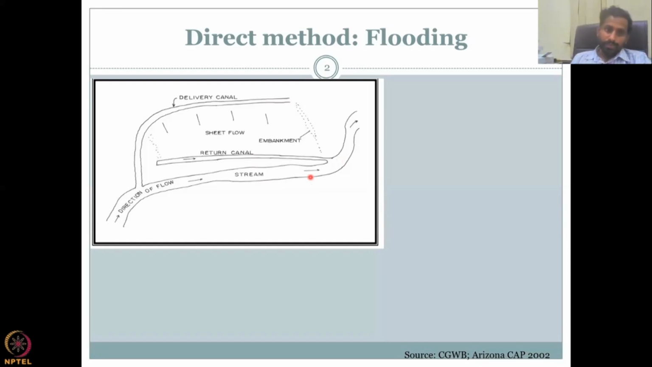Same thing happens here. You have water going in, it goes as a sheet, the sheet recharges, and whatever water doesn't contribute to the recharge goes back to the river. So you're reducing the evaporation. If the return canal is not there, then it is like a big swimming pool or a pond or even a recharge pond. We'll see that example also, where water just evaporates. Yes, some recharge enters, but most of the water evaporates.